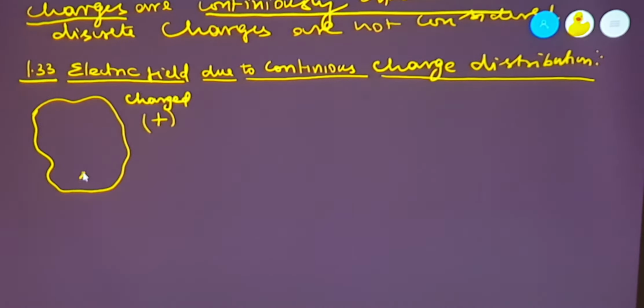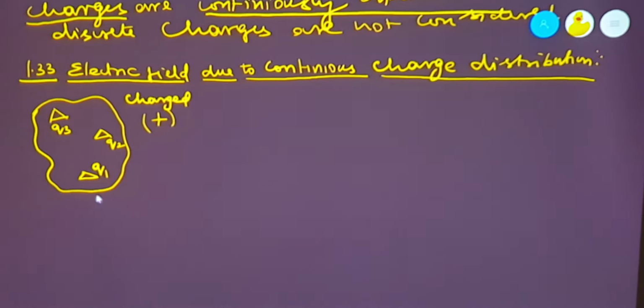At this point, you are having a small amount of charge, considered to be delta Q1. Here I am having another charge, I am taking it as delta Q2. Here I am considering another charge, taking it as delta Q3. Like this, it is having an infinite number of charges in it.